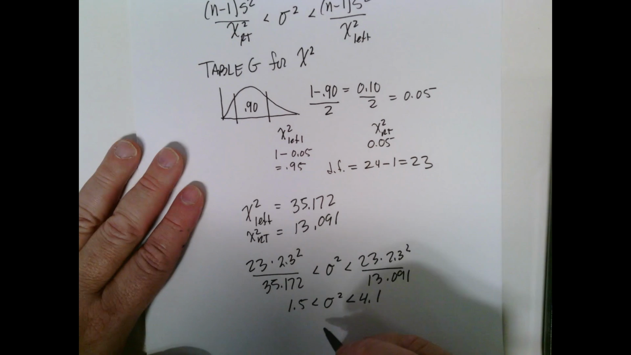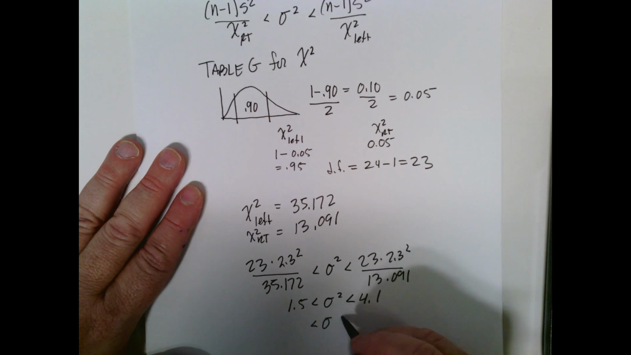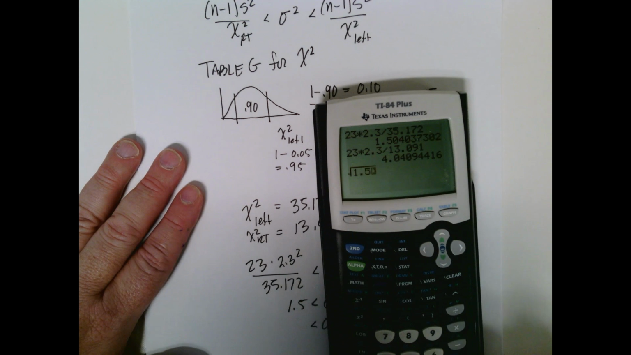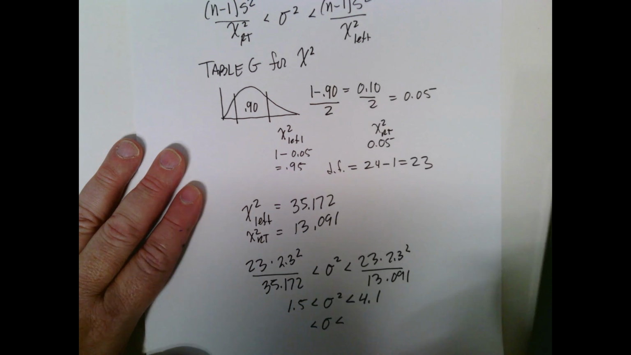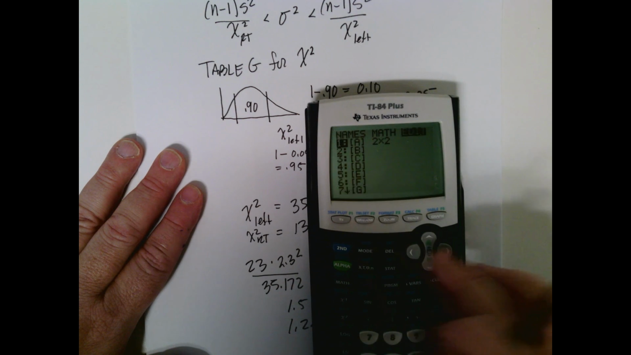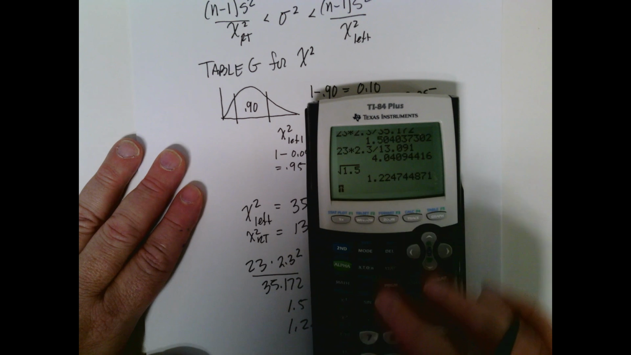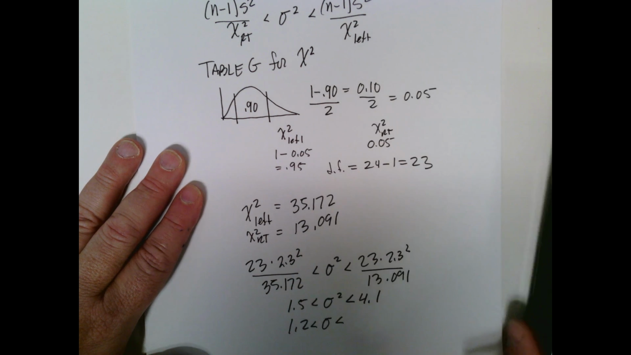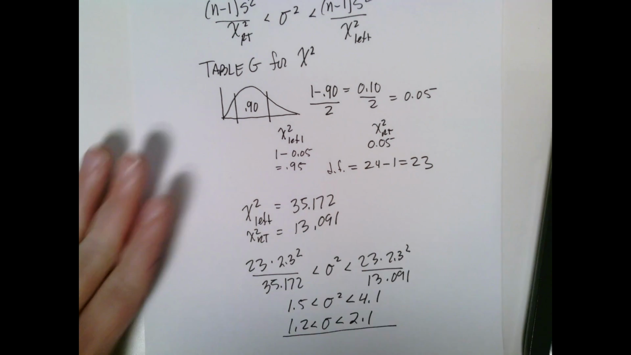And now take the square root of each one. The square root of 1.5 is about 1.2. The square root of 4.1 is 2.1. So those are our variance and standard deviation confidence intervals.